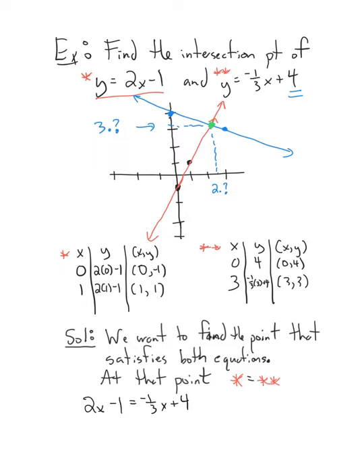And again, let's make our lives a little easy. I'm going to get rid of these fractions. I'm going to multiply everything on both sides by 3. You don't have to do this, but when I have fractions in my equation, that's something I like to do, just get rid of my denominators. So this becomes 2x times 3 is 6x. 3 times negative 1 is minus 3. So that equals 3 times negative a third, which is negative x. And 4 times 3 is 12.